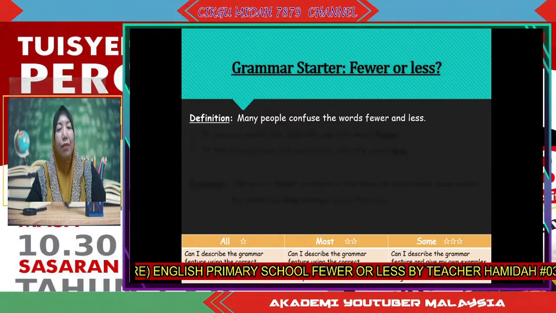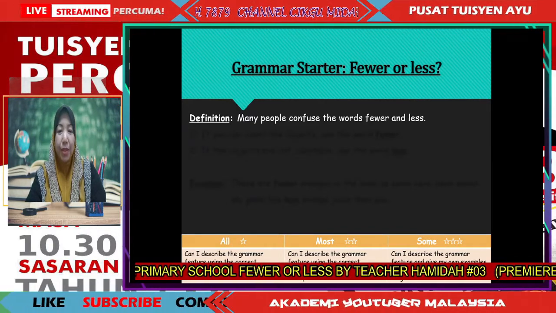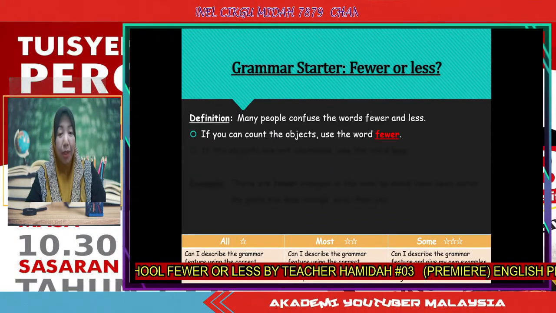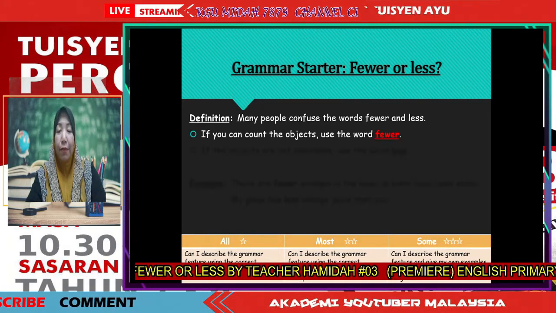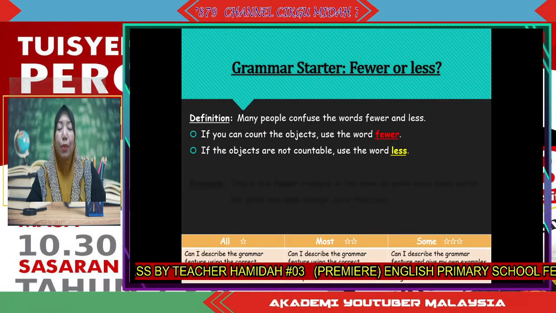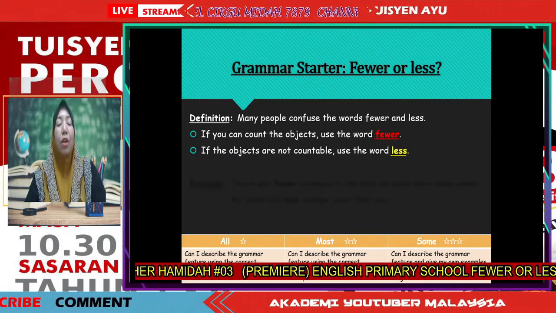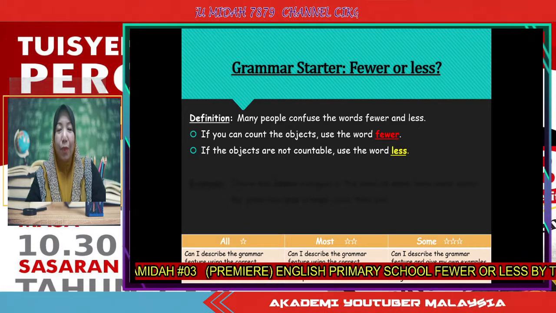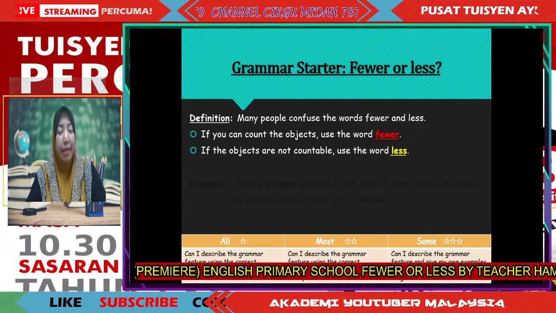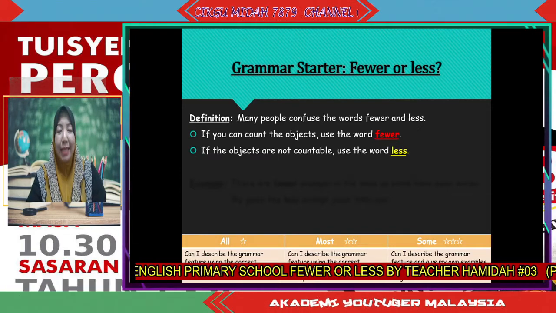Let's start. What is the meaning of fewer or less? Many people confuse the words fewer and less. If you can count the object, use the word fewer. If the objects are not countable, then you use the word less. Remember, if you can count the objects, use the word fewer. If you cannot count the objects, meaning that the objects are not countable, use the word less.